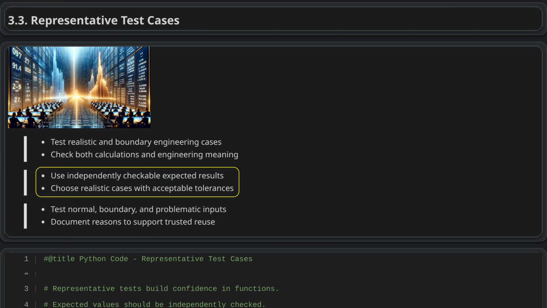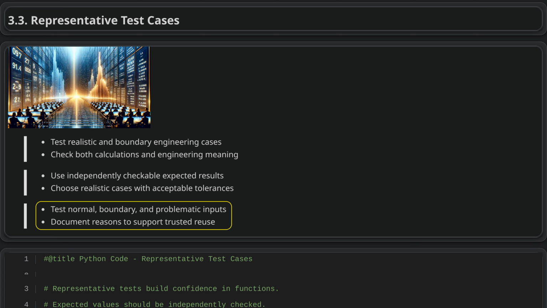To build confidence in a function, test it with cases whose expected results can be checked independently, such as hand calculations or trusted examples. Use simple cases to verify the basics and larger realistic cases to see how it performs at scale. The goal is not to test every possible input, but to choose representative cases and define acceptable agreement based on the context. Representative test cases help show whether reusable engineering functions handle both normal and problematic inputs correctly.